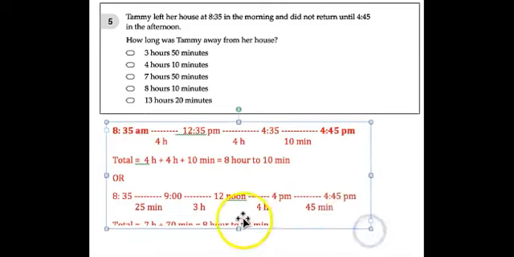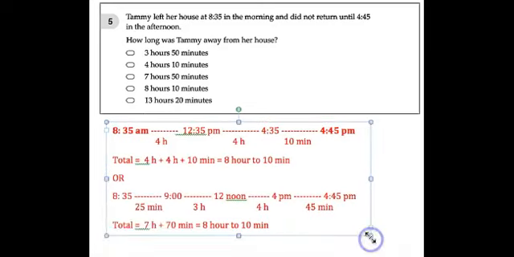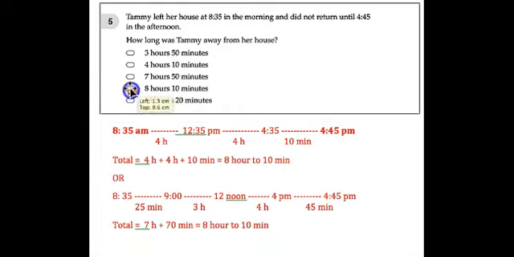And then you need to add these together. So we've got 7 hours, the 4 and 3 makes 7 hours. And with the minutes, we've got 25 and 45 makes 70 minutes. But we know that there is 60 minutes in an hour. So that's 8 hours and 10 minutes. So that just shows you two different methods of doing this question.